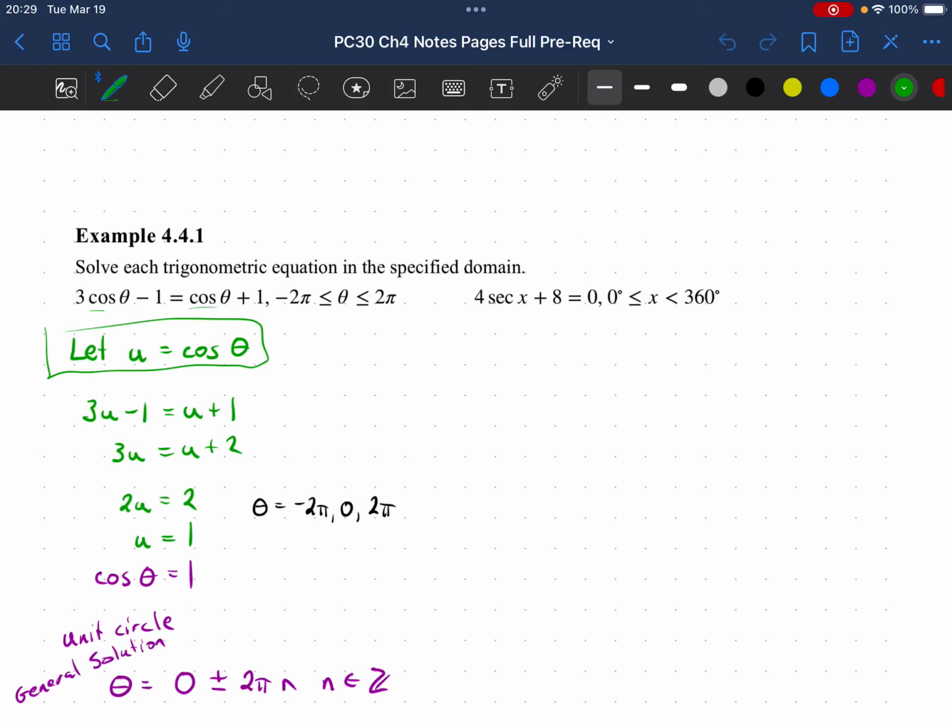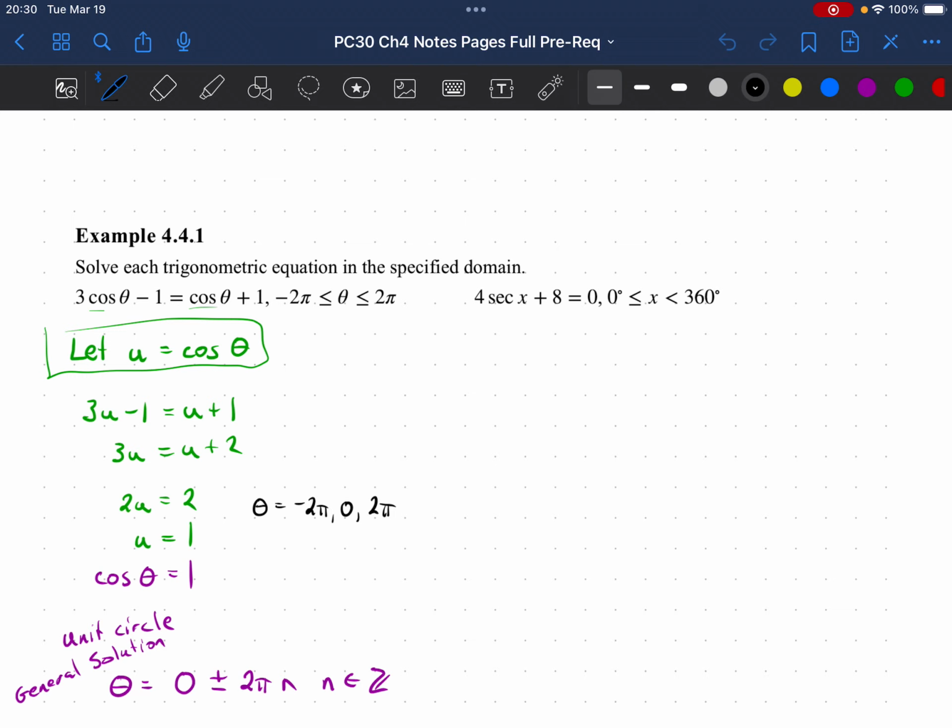All right, let's take a look at solving these last two trigonometric equations. In this trigonometric equation, we've got 4 secant x plus 8 is equal to 0, and we have a domain for our answer. Our answer has to be between 0 and 360. So let's get started on this.